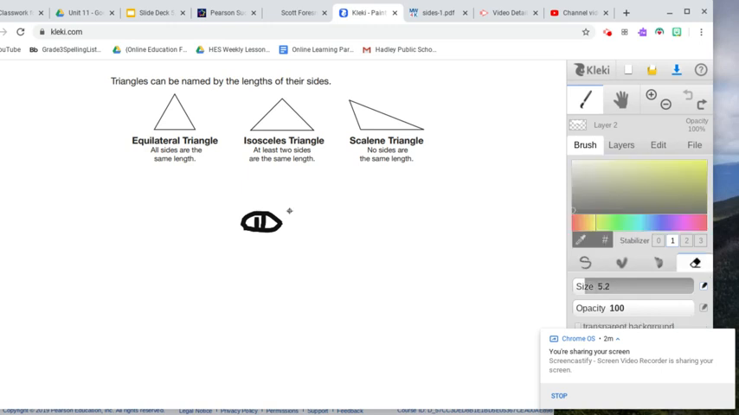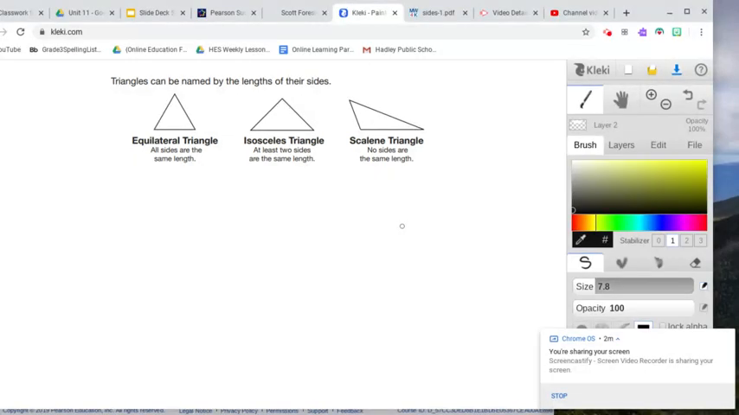All right, isosceles. And then the last type of triangle name where we classify by side length is called scalene. This one's a little harder because there's really no way to remember that word besides just remembering it. But a scalene triangle is when no sides are the same length. So all three are different lengths.